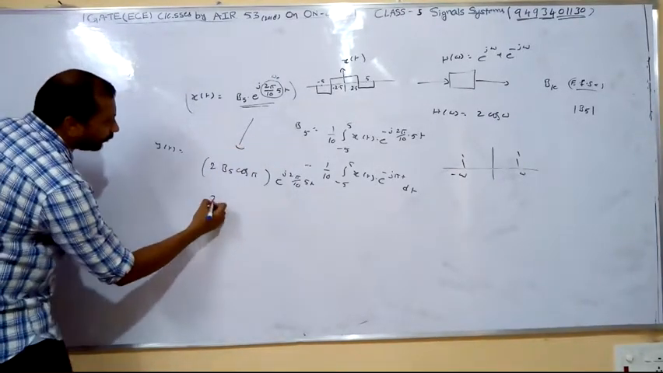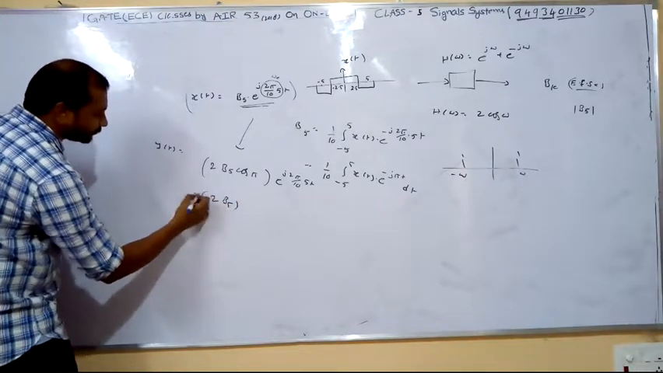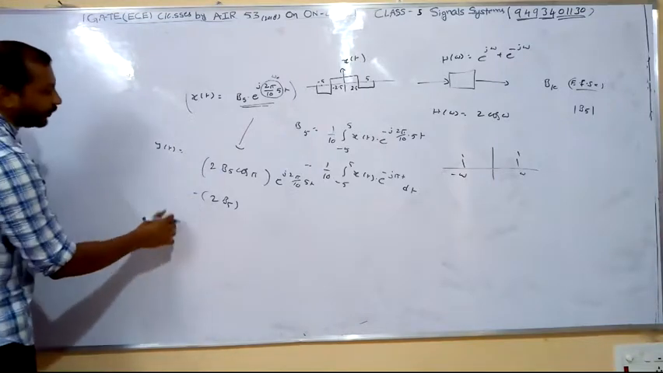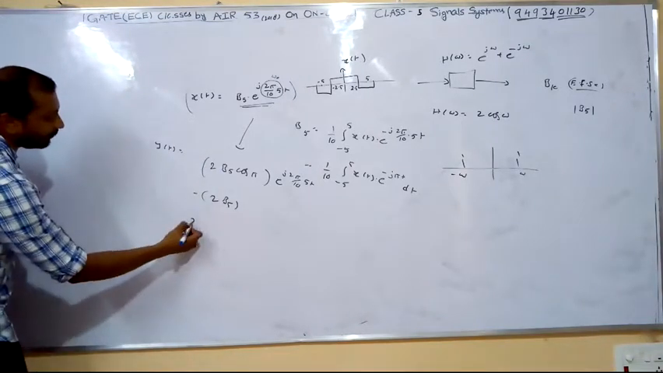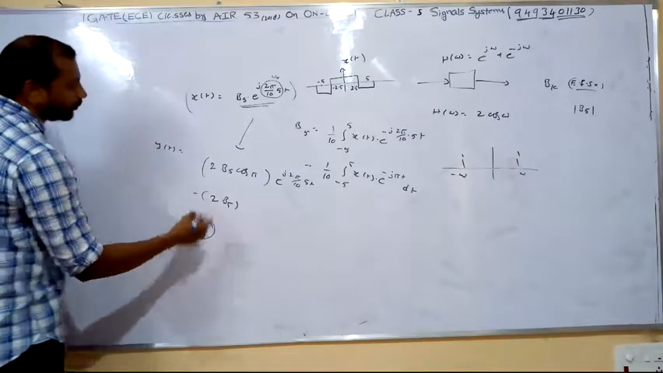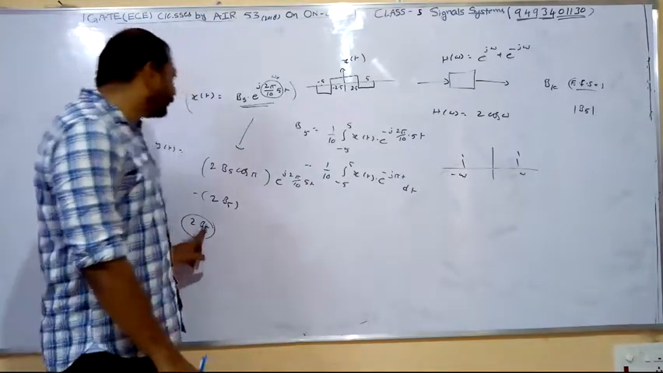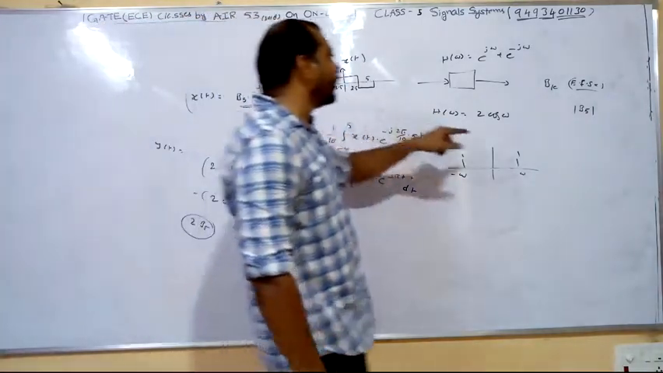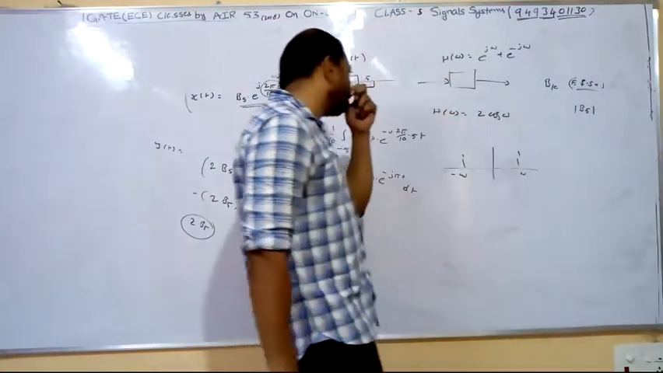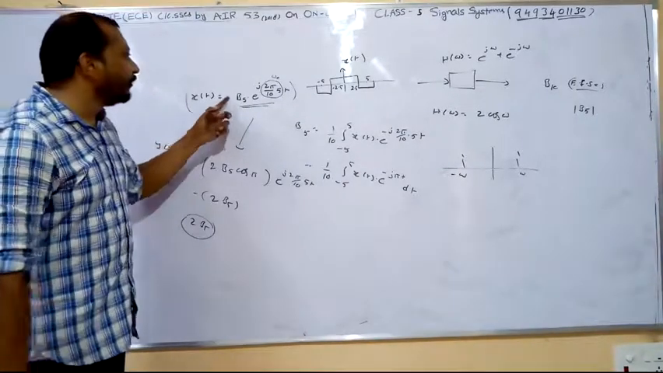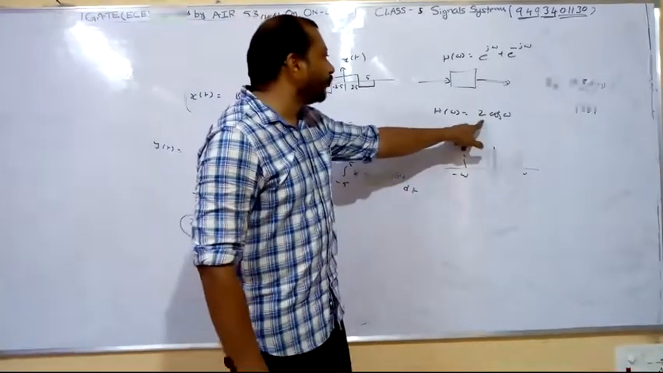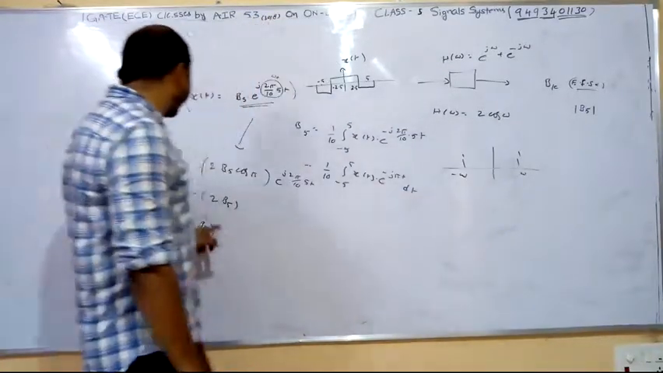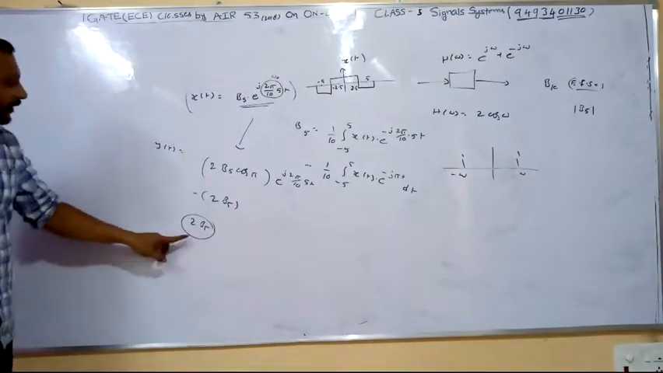So this value is equal to simply 2 B5 times cos pi, and cos pi equals minus 1, so it is minus 2 B5. They are asking for the magnitude, which is simply 2 into B5. B5 is the input component, and they are asking for B5 at the output. The corresponding magnitude is B5 into 2 cos pi, where cos pi is minus 1, so minus 2 B5.